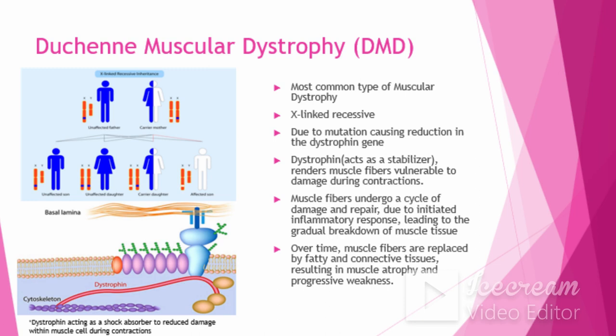So we're going to look at the condition due to mutation causing reduction in the dystrophin gene. The dystrophin gene is the largest human gene that provides the instructions for the body to make a protein called dystrophin. The protein dystrophin is located primarily in the muscles. Its function is movement of skeletal and cardiac muscles. In the skeletal and cardiac muscles, this helps strengthen muscle fibers and protect muscles from injury during muscle contraction and relaxation.